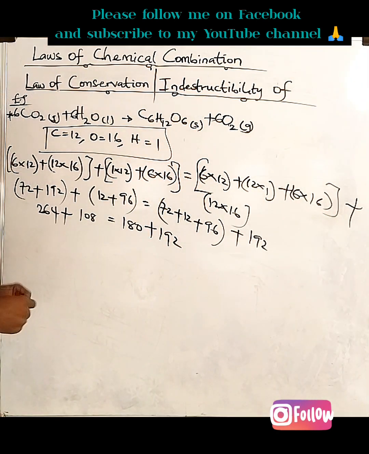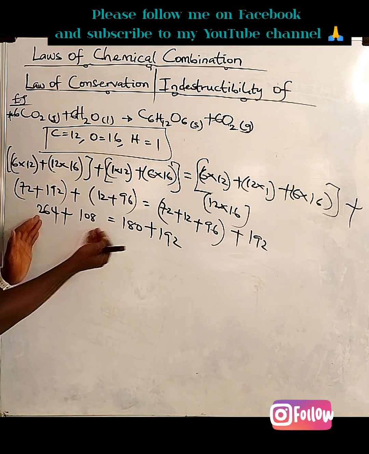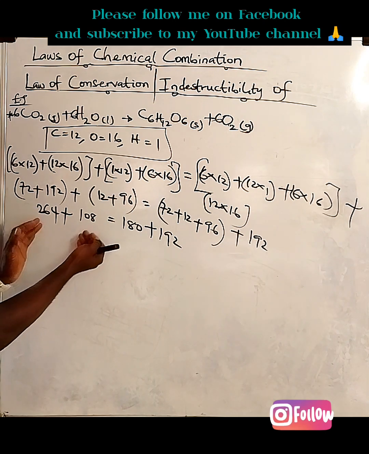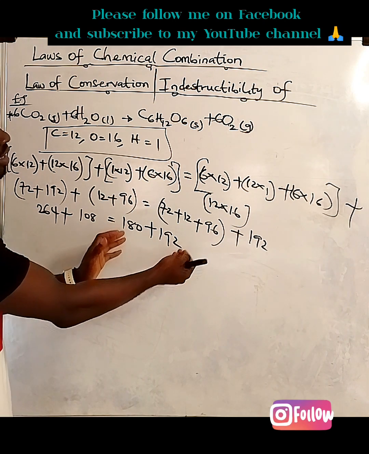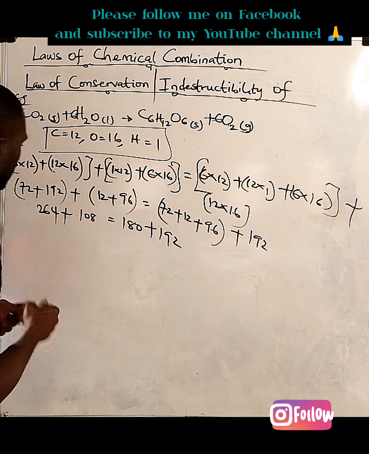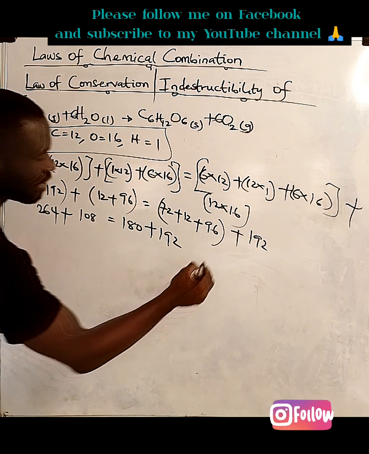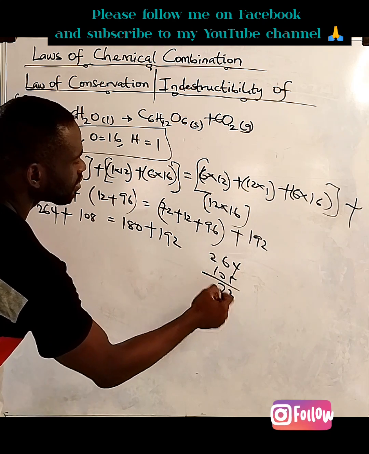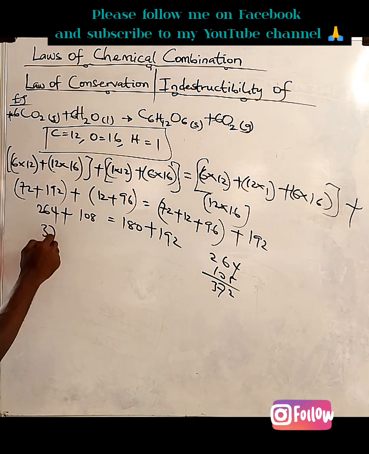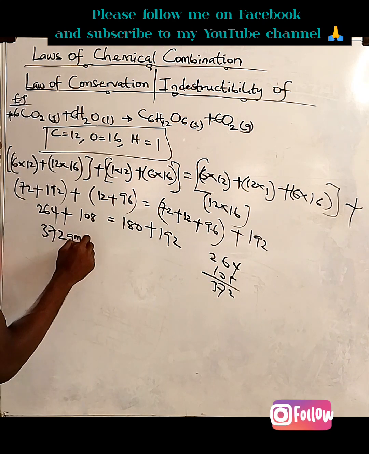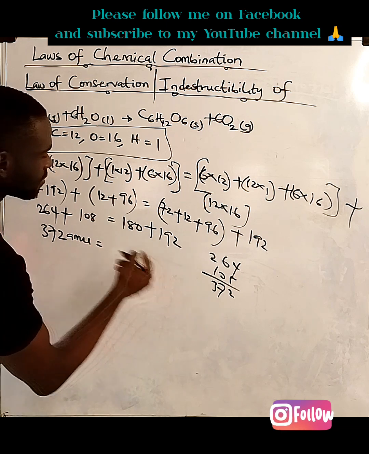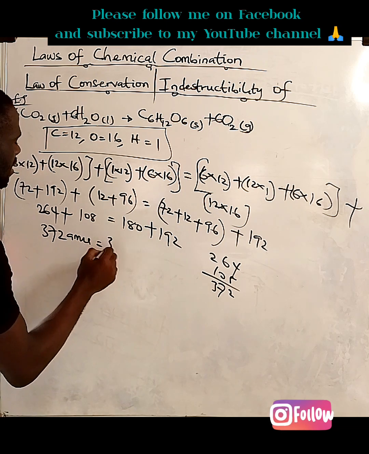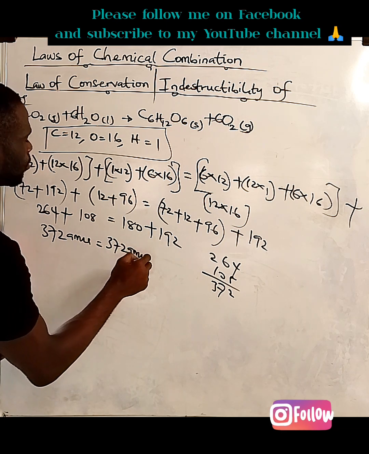So it's high time we added all this up. We're going to add up the atomic mass units for the reactants and also add up the atomic mass units for the product. So 264 plus 108, let's do that simple math. 108 plus 264, that's 372 AMU, atomic mass unit. Then the same thing for this, 180 plus 192 will give us 372 AMU.